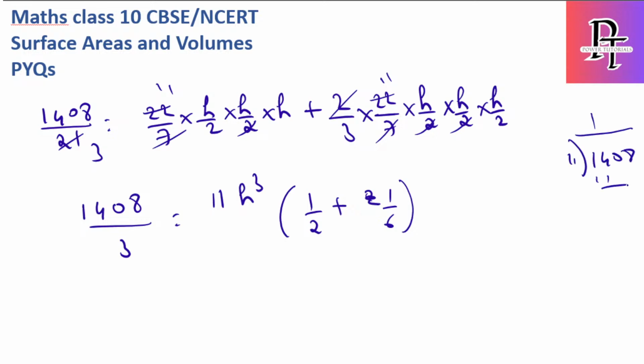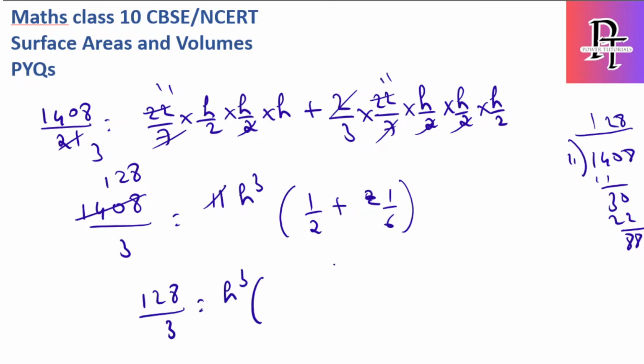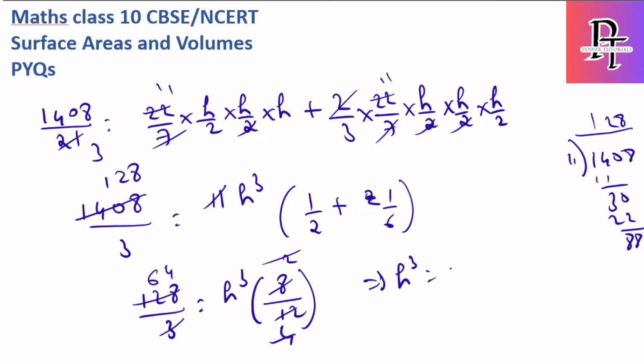11 1s are 11, 11 2 is a 22, yes, 88, 11 8 is 88. So this can be divided as 128. Okay, so 128 by 3 is equal to h cube into 6 plus 2 is 8 by 6. 2 6s are 12, 3 4s are 12, so 2 6s are 12, 3 4s are 8. So h cube is equal to 64.